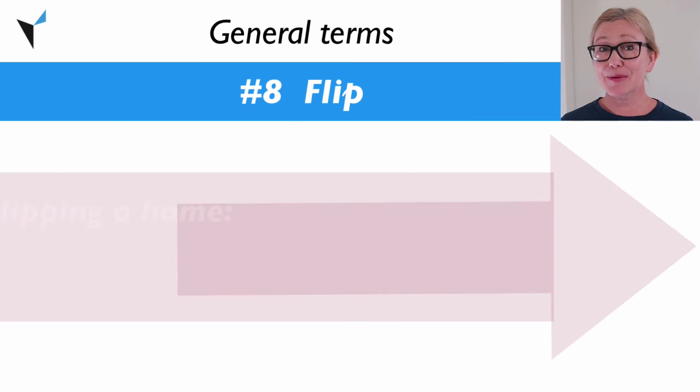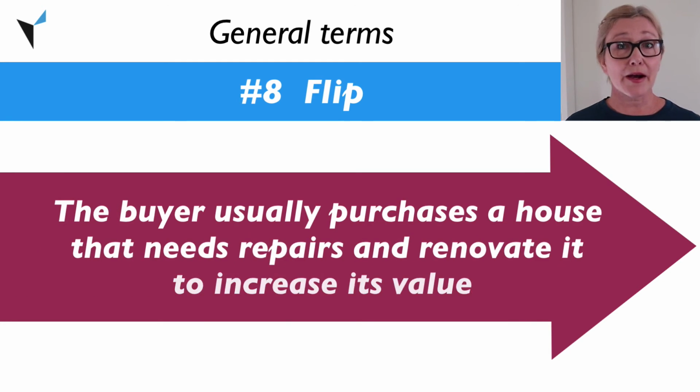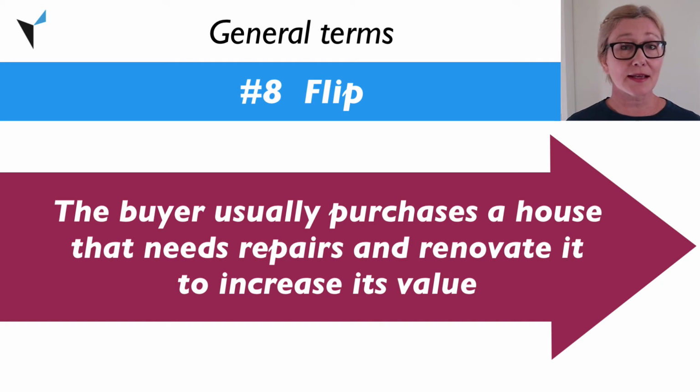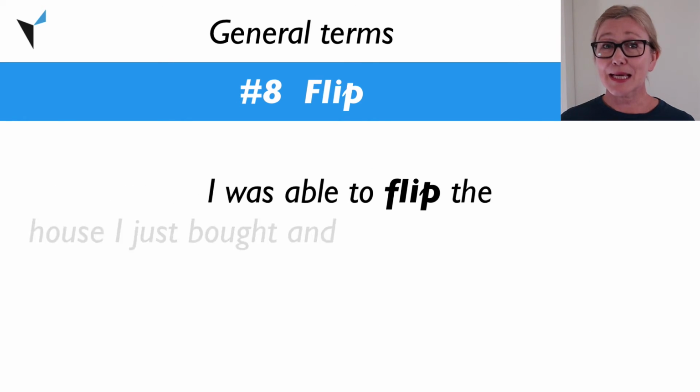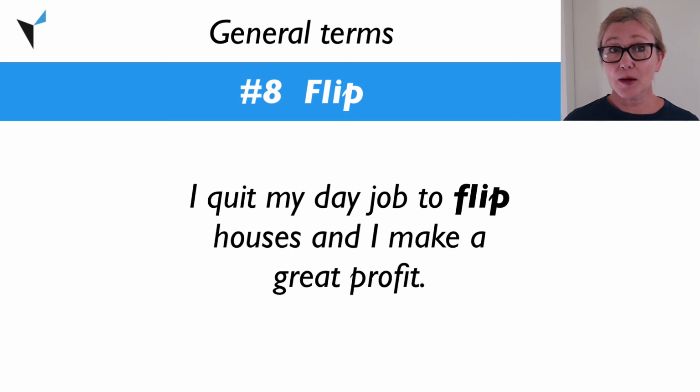Flip. Flipping a home is a strategy where you make a profit by buying low and selling high. Usually, the buyer will purchase a house that needs repairs and then renovate it, which will increase its value. Examples. I was able to flip the house I just bought and make about $40,000 in about 6 months. I quit my day job to flip houses and I make a great profit.